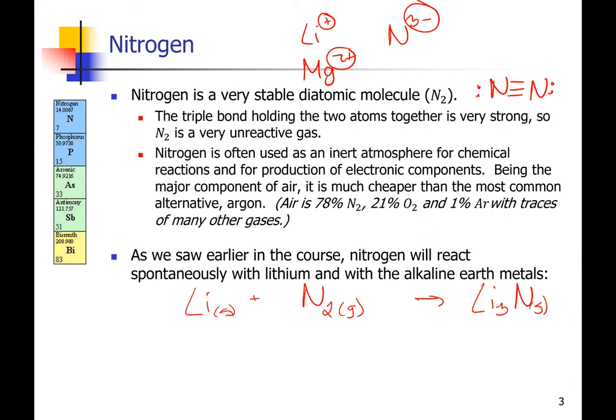And of course, if we're going to create an ionic product, we need to make sure that the charges of our cations and anions balance out so that we have a net neutral product. So we would need 3 lithium cations for every nitrogen anion. And that means that our balanced reaction would look like this.